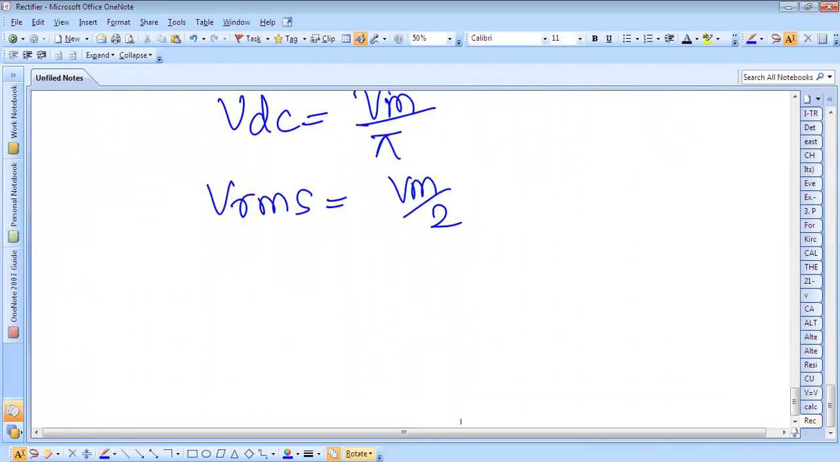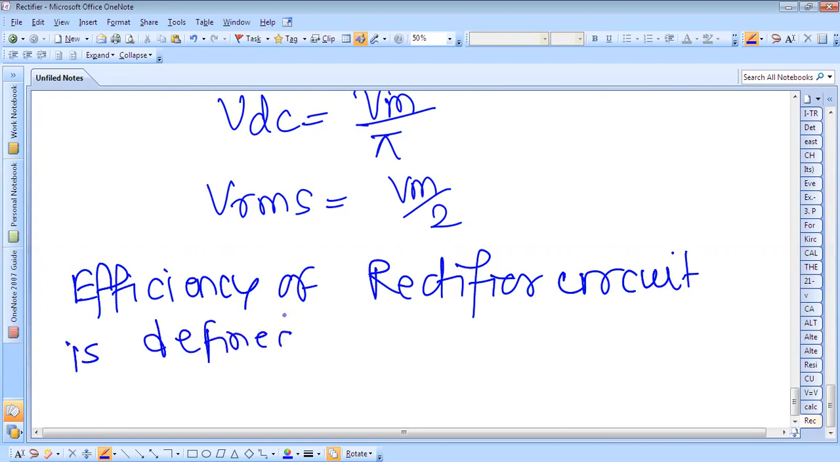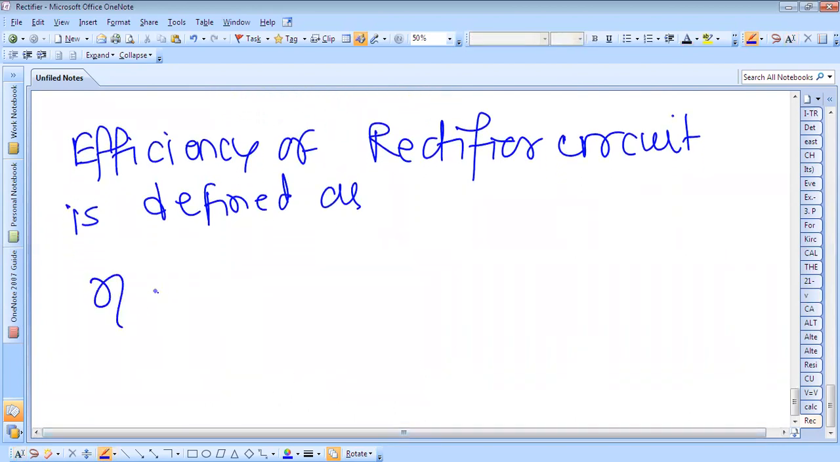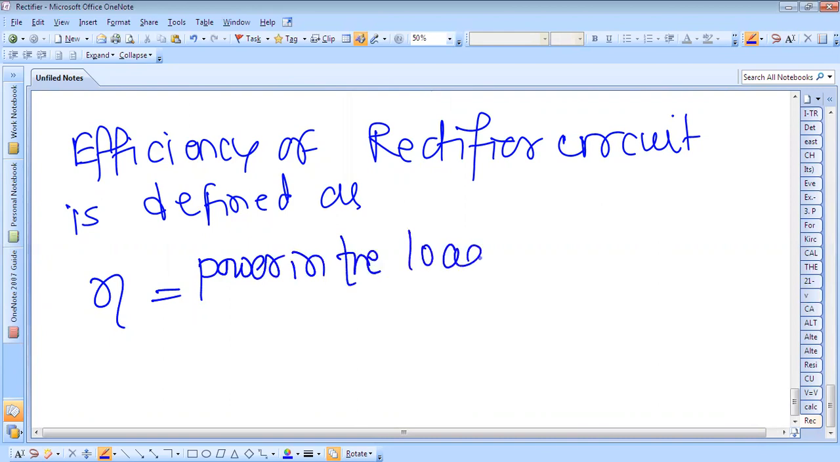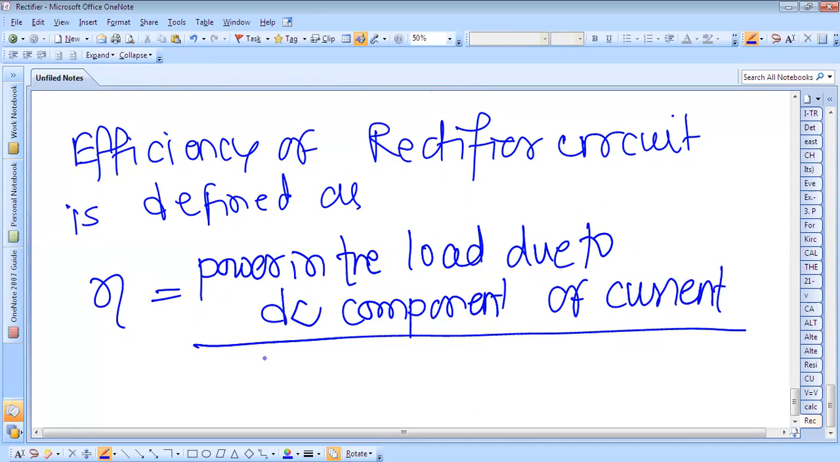Since the production of direct current from an AC supply is the object of the rectifier, the efficiency of a rectifier circuit is defined as the power in the load due to the DC component of current, divided by the total power dissipated in the circuit.